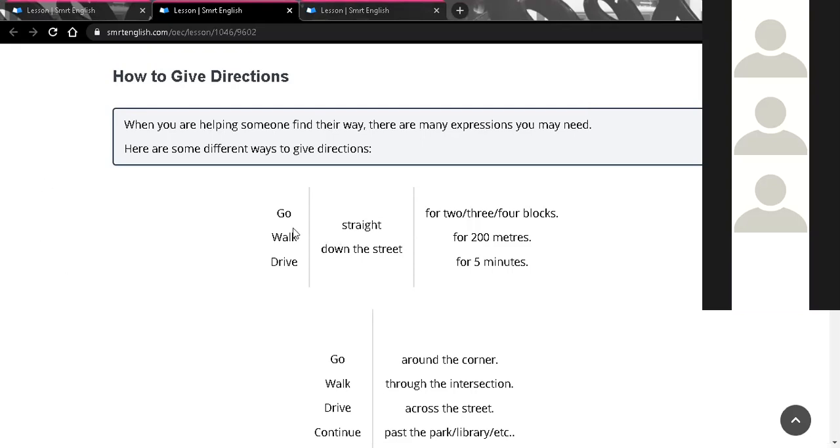So these are ways to get directions. Go straight, vete derecho. Go straight for 2 blocks, for 3 blocks, for 1 block, for many blocks. Walk down the street for 200 meters. Es como, sigue por la misma calle, right? Walk down the street, pero baja. Drive straight or drive down the street for 5 minutes.